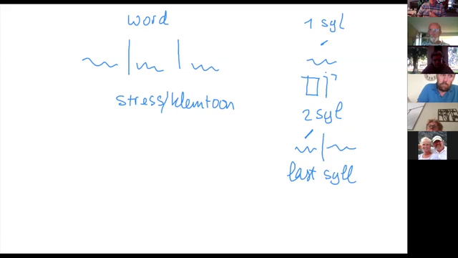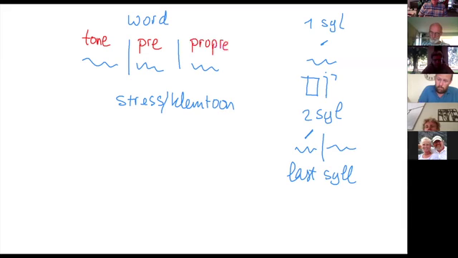So how do we call that? When this is the syllable that carries the stress, we call it tone. Then this is the pre-tone syllable. And the syllable before that is the pro-pre-tonic syllable. So this is pre-tonic, and this is tonic or tone.